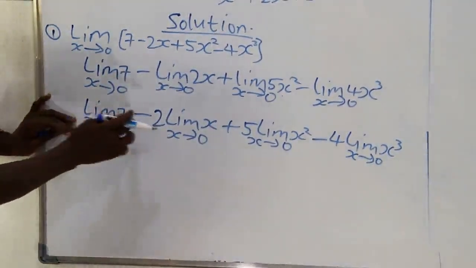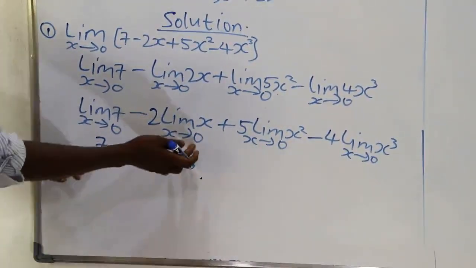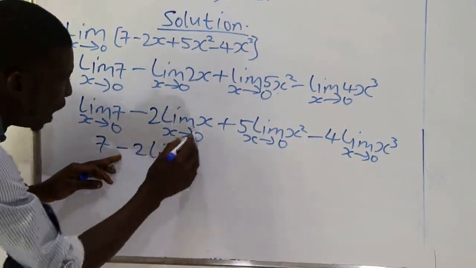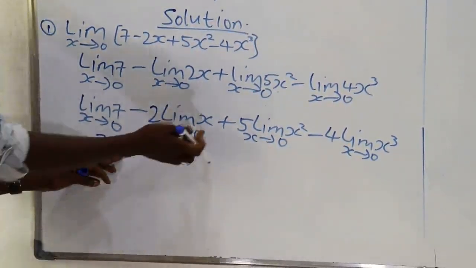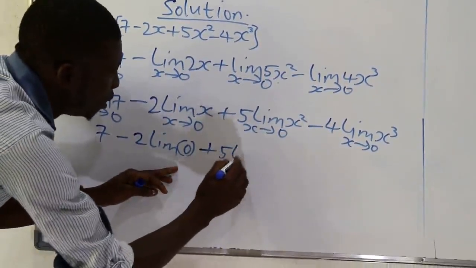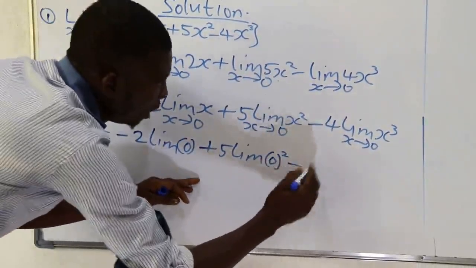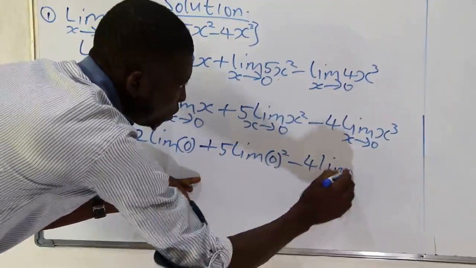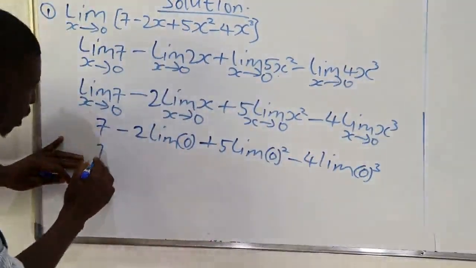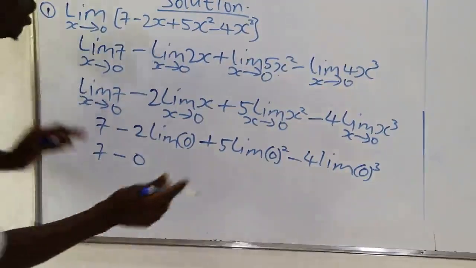Now, the limit of 7 is a constant, so this one is 7 minus. Now, when x tends to 0, this one will give us 2 times the limit, and x is now 0. So anytime you see x, you put 0. Also for this one, plus 5 times 0 squared. Now, minus 4 times 0 raised to power 3. Now, this one will give us 7 minus 0 times 2, which is 0.